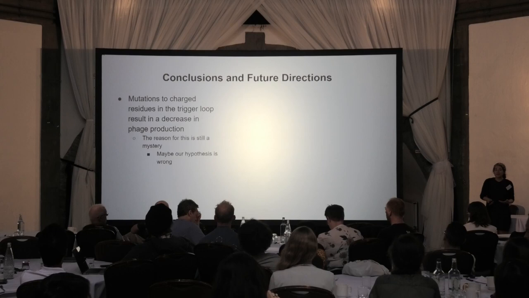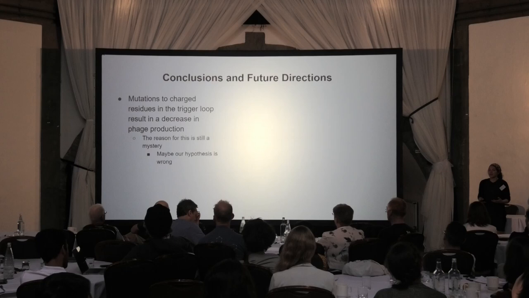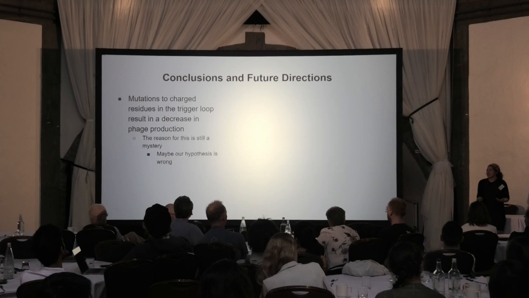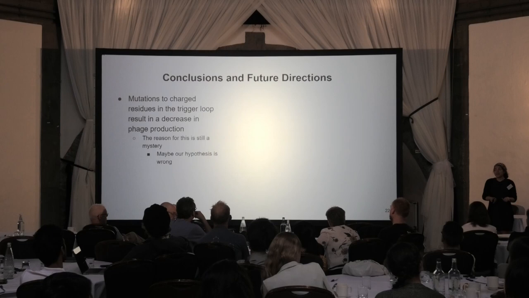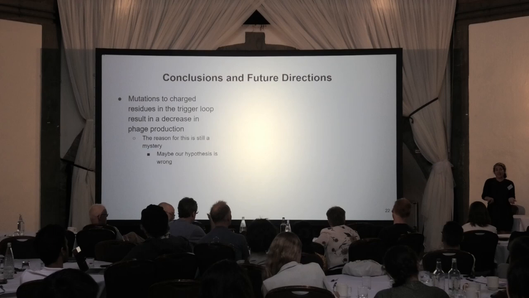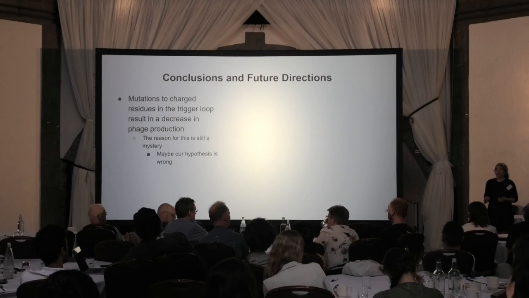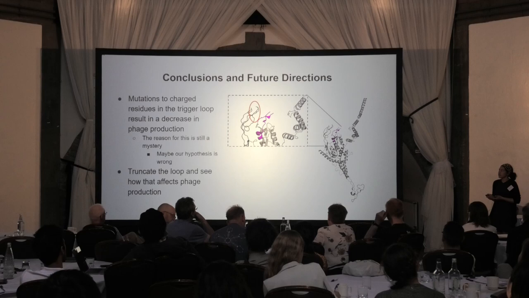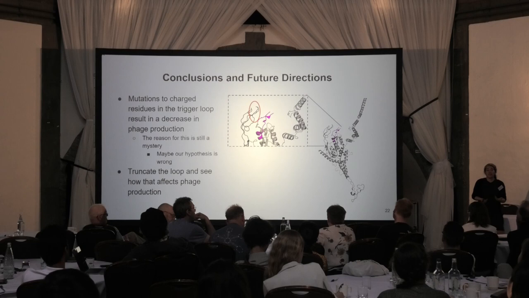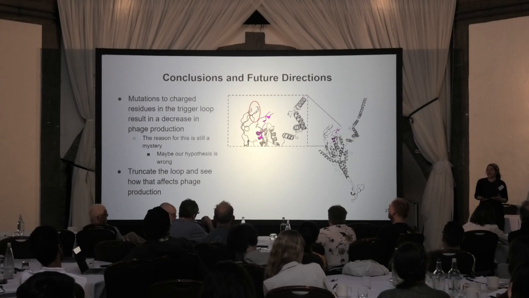They're able to incorporate their portals, and they can make phages just fine. But when we change all of the charges, we still see a similar decrease to the single site substitutions. So what is happening? The results of changing all of the charges might suggest that this hypothesis is wrong and that the charges aren't important for anything. Maybe it's actually some structural reason why mutating these residues is affecting phage production. To address that, I plan to truncate the loop in this region highlighted here in red, to see how chopping off part of the loop and making it shorter affects phage production, seeing if it's just a structural reason why affecting this loop changes the phage production.